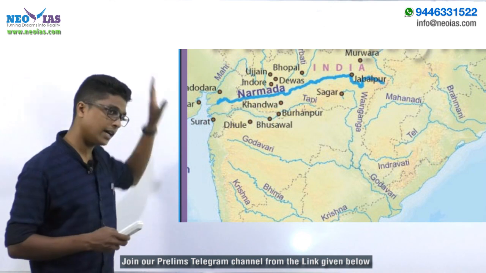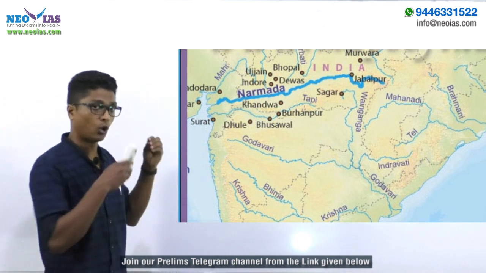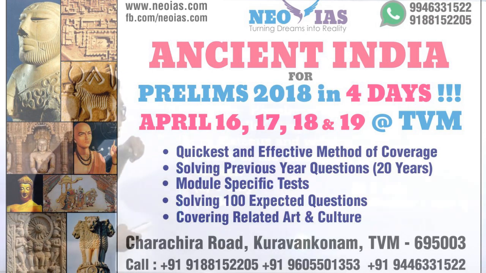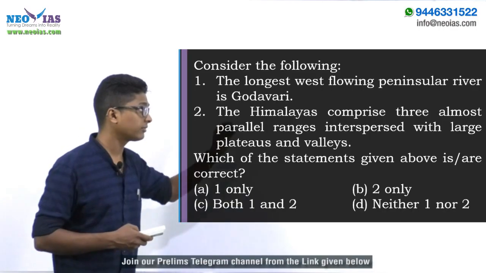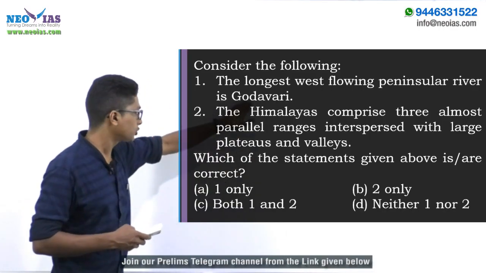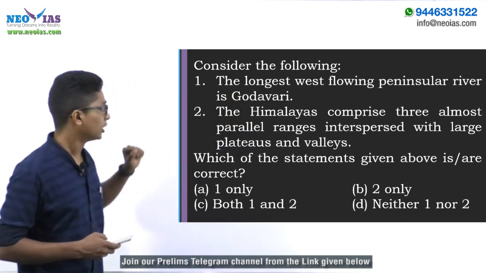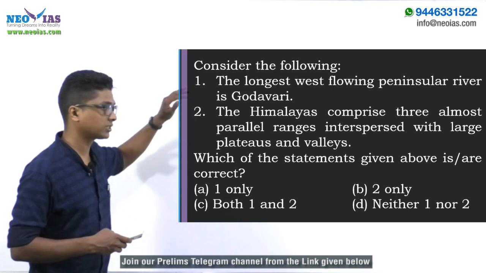And if you look at the entire peninsular region, the longest river among all peninsular rivers is actually Godavari. But since the statement specifies a west-flowing peninsular river, the answer should be Narmada instead of Godavari as given in this statement. So the first statement is wrong.